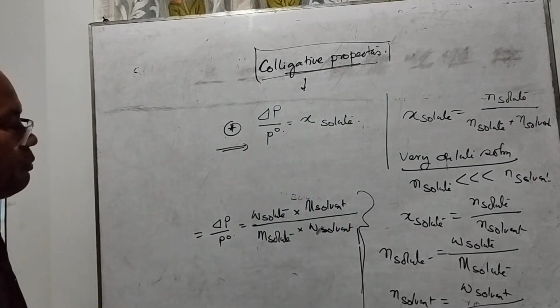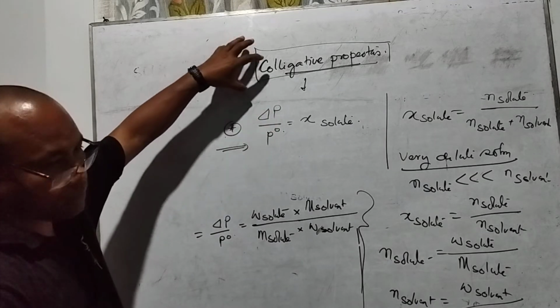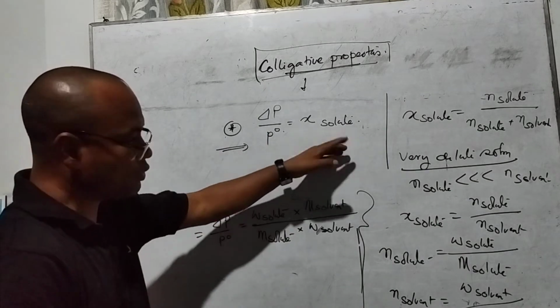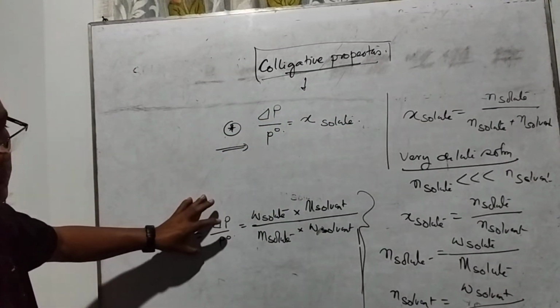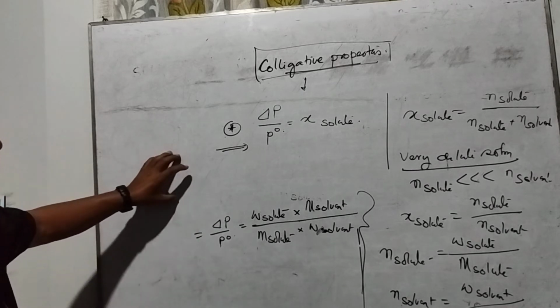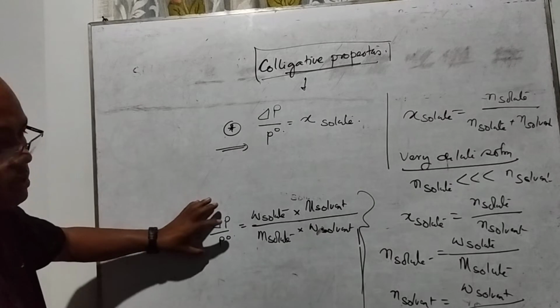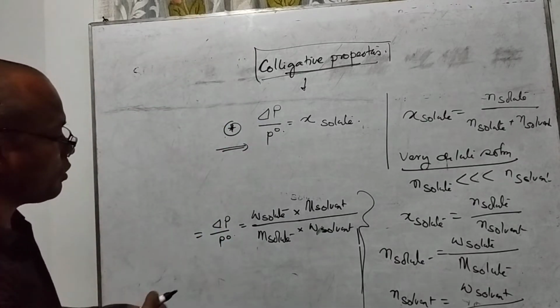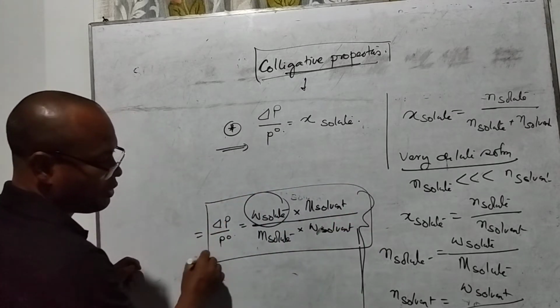As I mentioned before, the relative lowering of vapor pressure is a colligative property which depends, first, on the mole fraction of the solute. It also depends on the number of moles, as already given here. And this relative lowering of vapor pressure depends on the amount of the solute. So we express this equation.